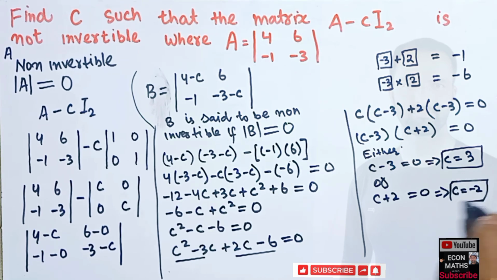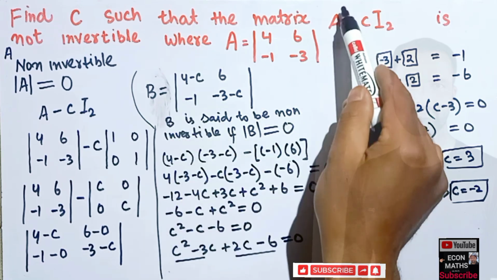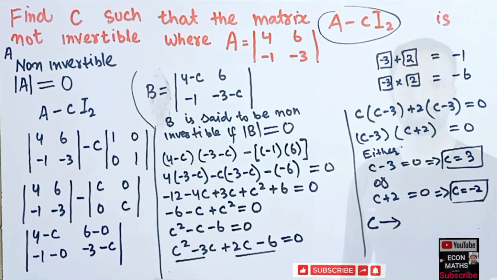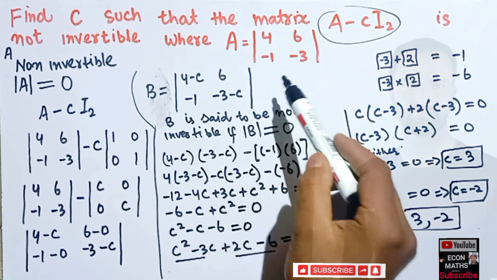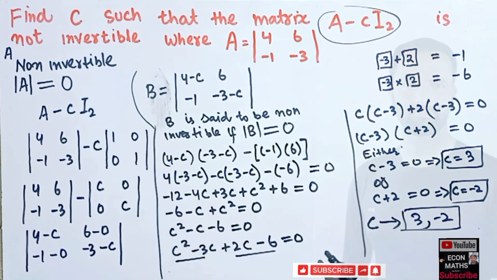So the values of c for which this matrix is non-invertible, there are two values of c, they are 3 and -2, and you can check it out. If you plug the value of c as plus 3 in this, the determinant of this matrix will be 0, or if you plug -2, you will also get the determinant equal to 0. I hope I make myself clear in this video.